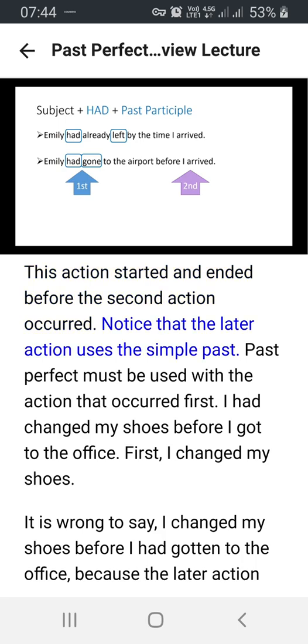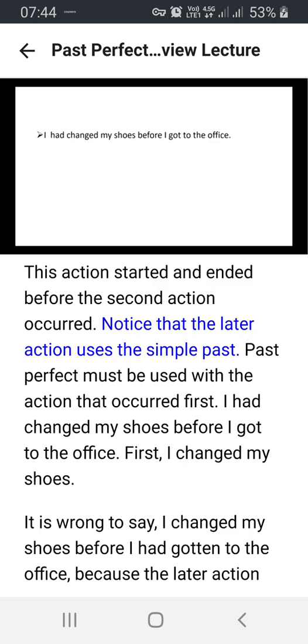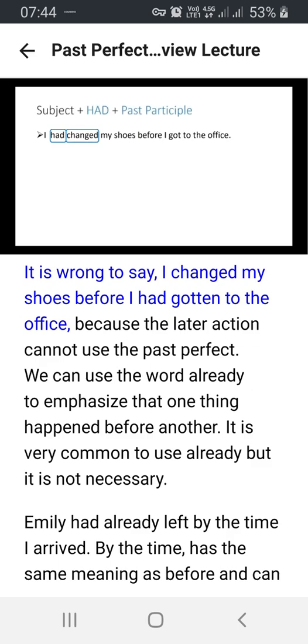Notice that the later action uses the simple past. Past perfect must be used with the action that occurred first. I had changed my shoes before I got to the office. First, I changed my shoes. It is wrong to say, I changed my shoes before I had gotten to the office, because the later action cannot use the past perfect.